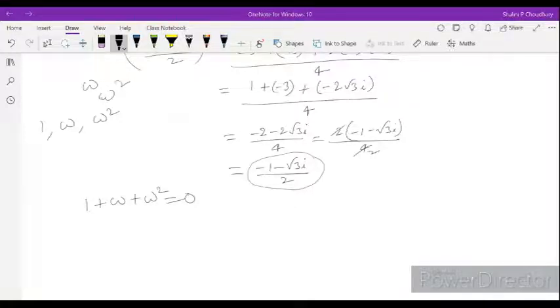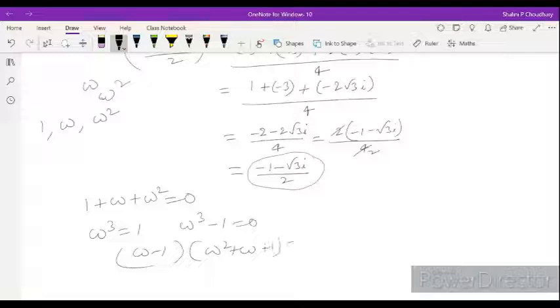Now if omega cube is equal to 1, then omega cube minus 1 will be equal to 0, and omega minus 1 into omega square plus omega plus 1 will be equal to 0. Okay, so it means omega is equal to 1, or omega square plus omega plus 1 will be equal to 0.